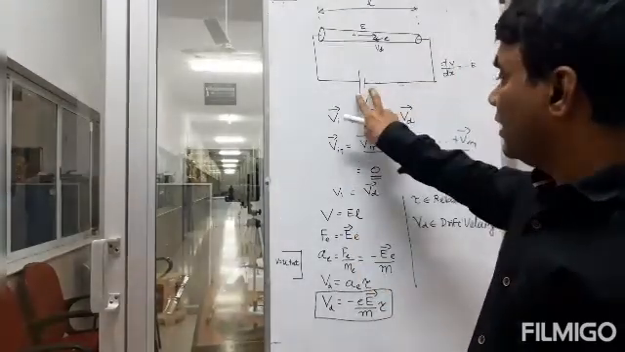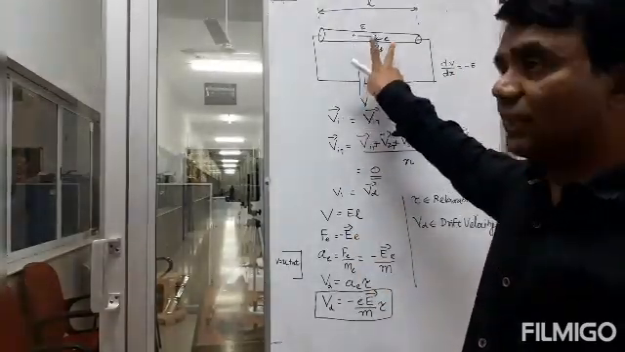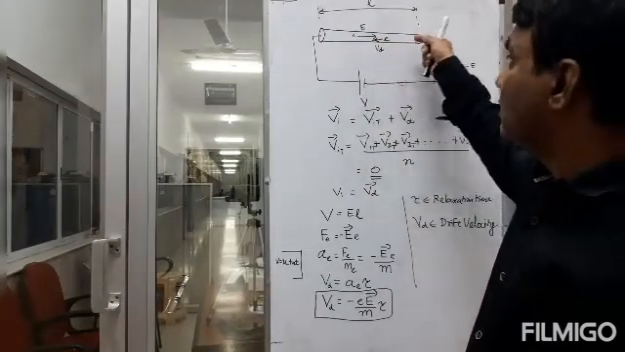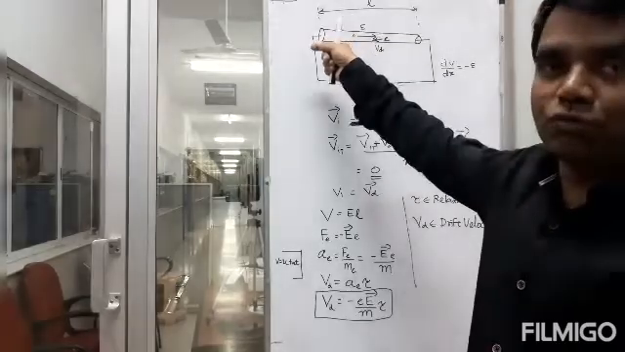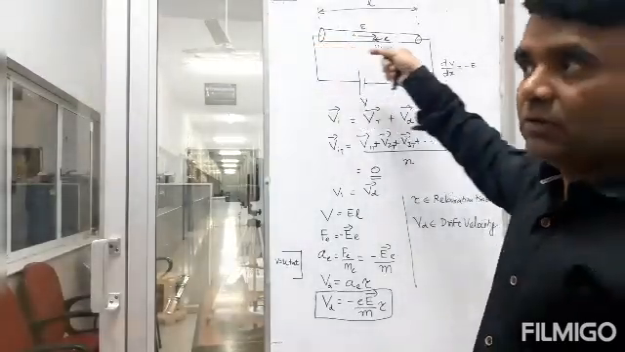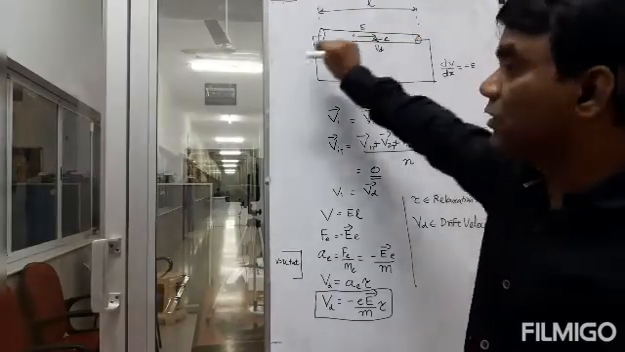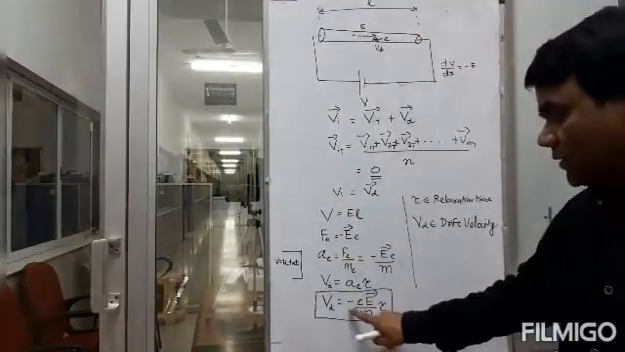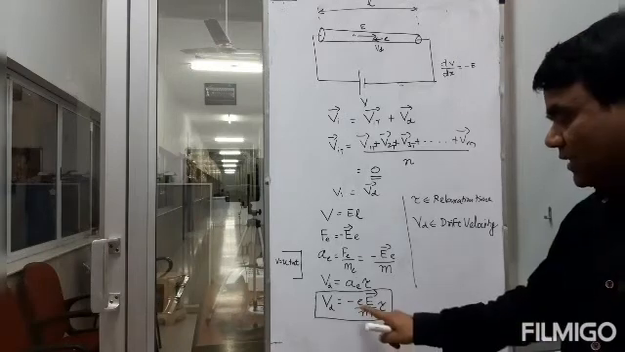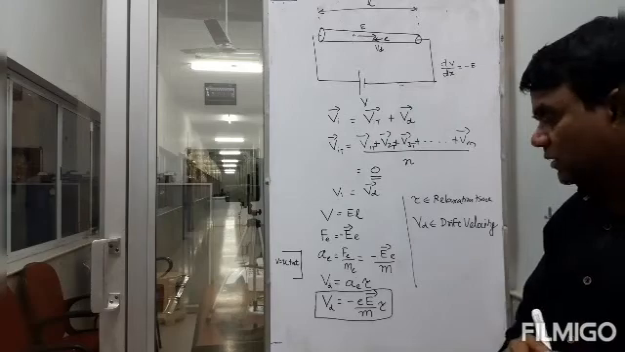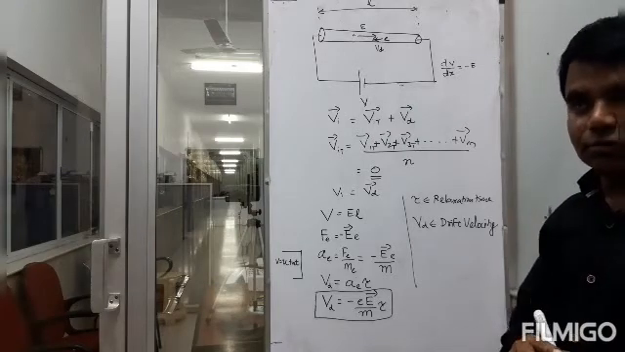So when you apply a potential across the two ends of a conductor, you are setting up a field, and this field is going to drive the free electrons in the conductor to move. The speed with which the electrons will move from one end to the other is given by this expression, minus E tau by m. Hope this is clear to you.